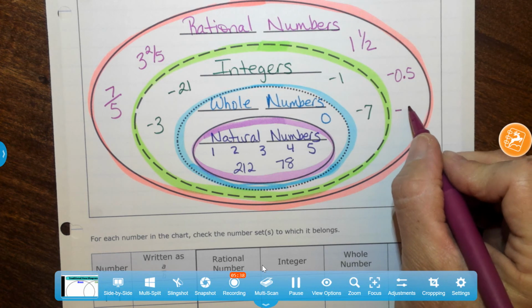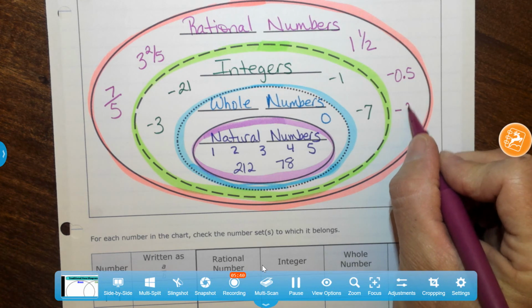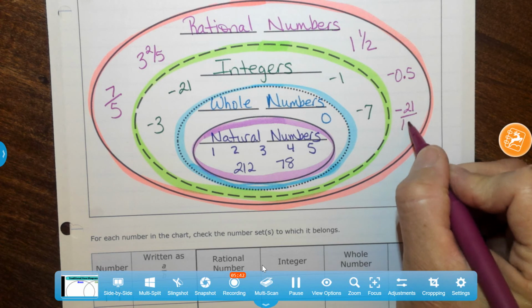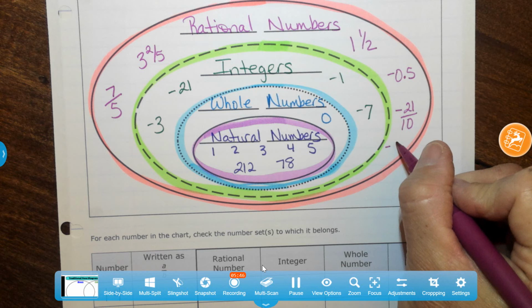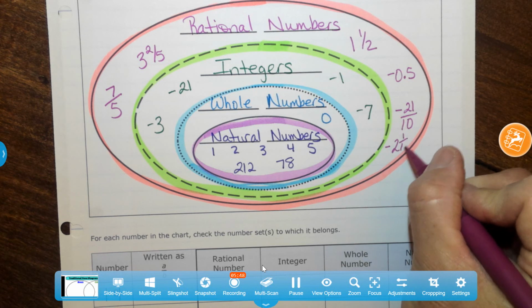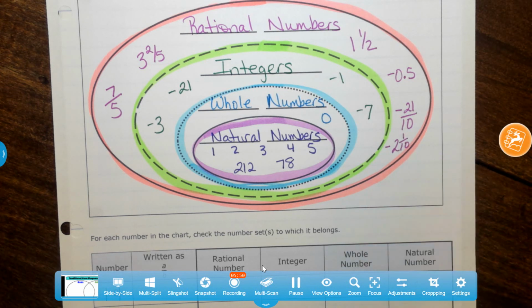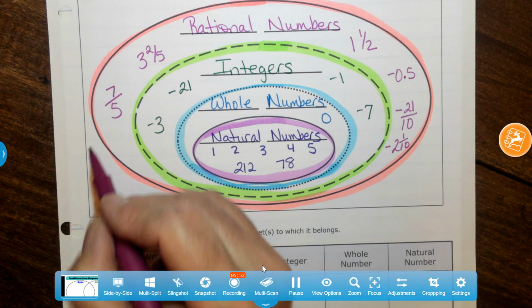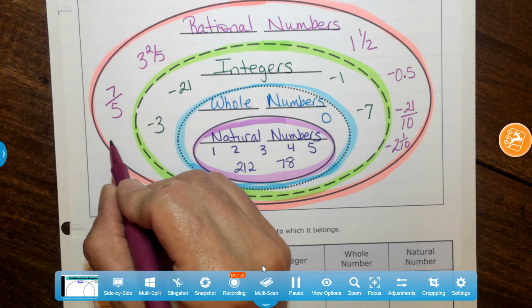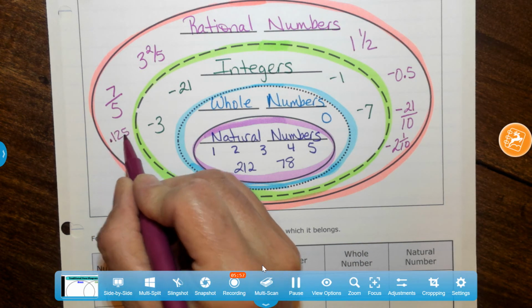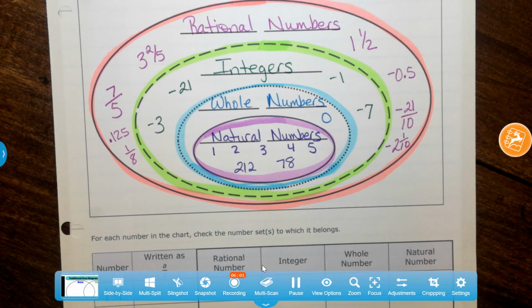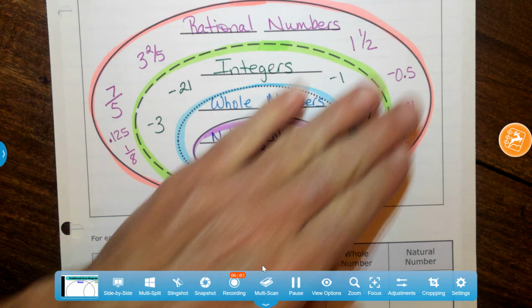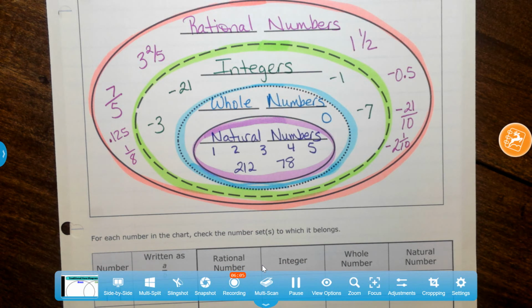And negative, I don't know, 21, my favorite number, over 10. Because 21 divided by 10 would be a negative 2 and 1/10. See how it keeps the fraction? Or it could even have a decimal, like 0.125. Which one is that? That's a 1/8, 0.125. So rational numbers include all the numbers we're talking about, fractions, decimals, whole numbers, integers, natural numbers, all of them.